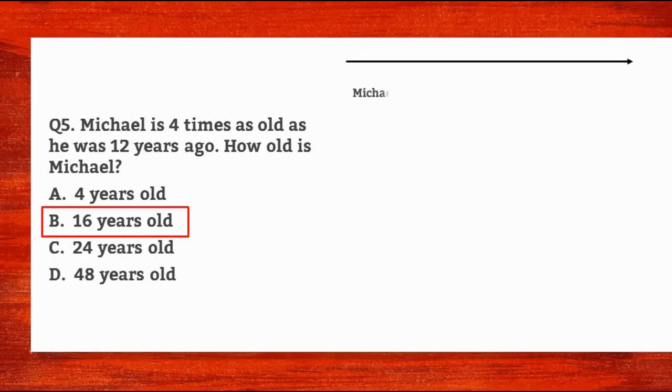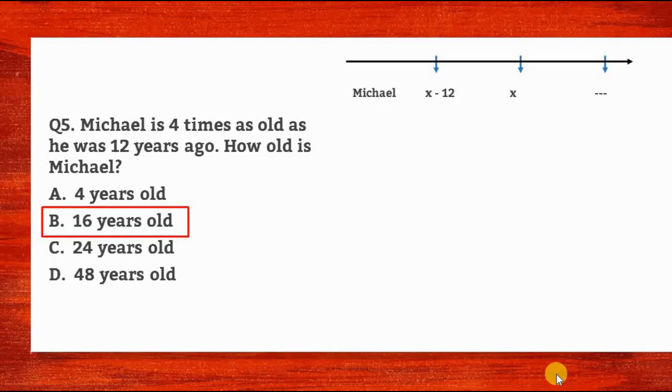So we make a timeline like what we did in the previous examples. We list the name of the person who is involved, and in this case, we only have Michael. And we set his age at present as x, and we set his age 12 years ago as x minus 12. Note that this does not involve the future time.